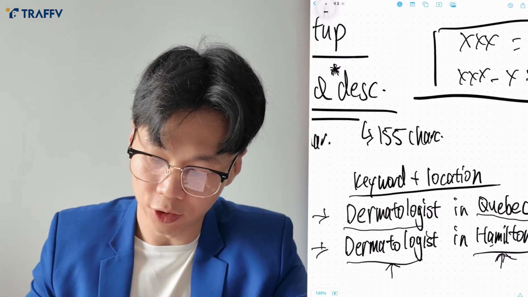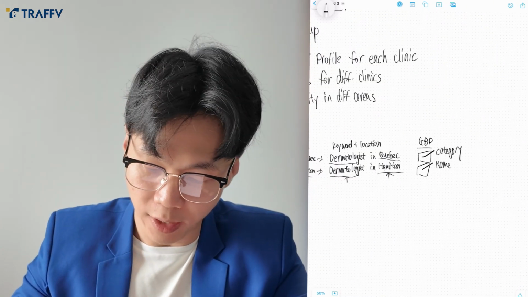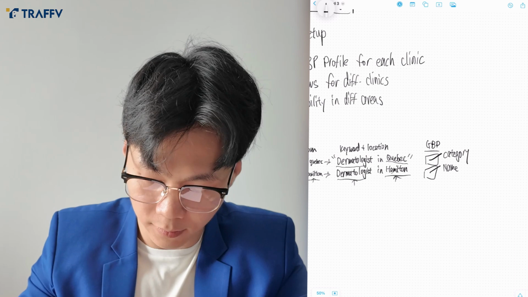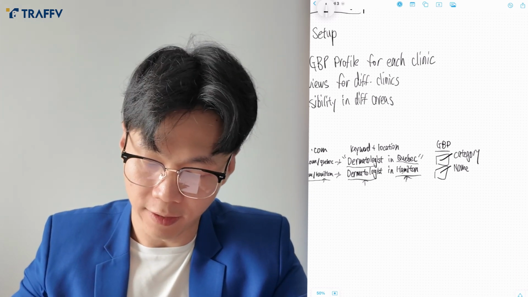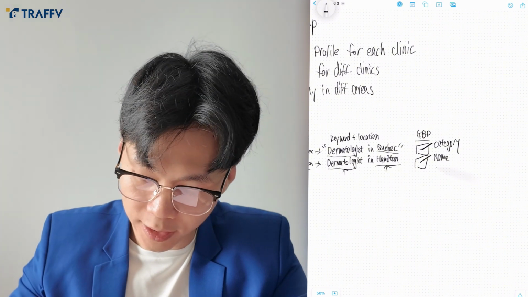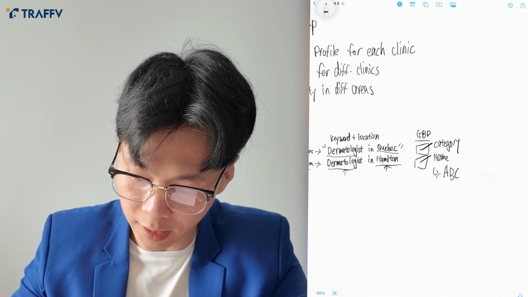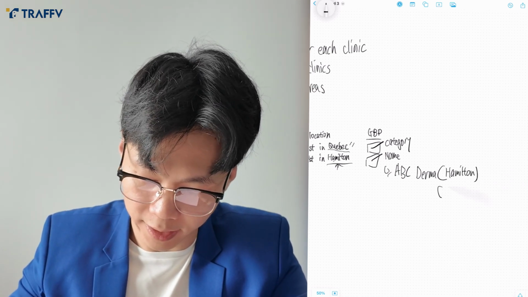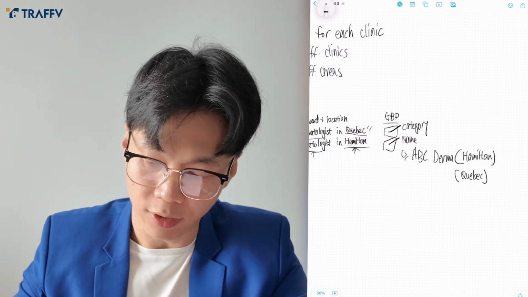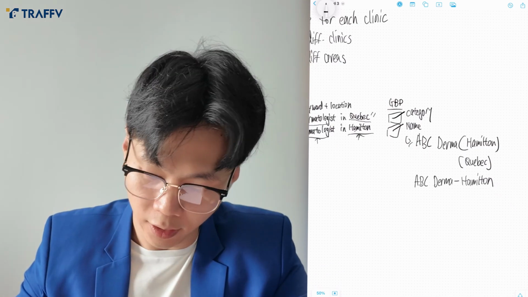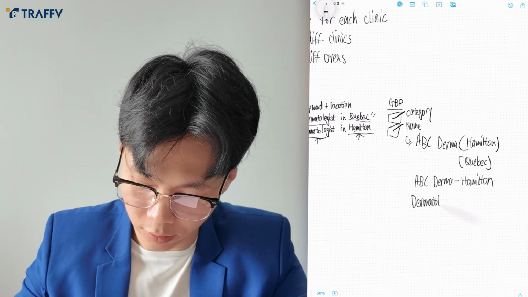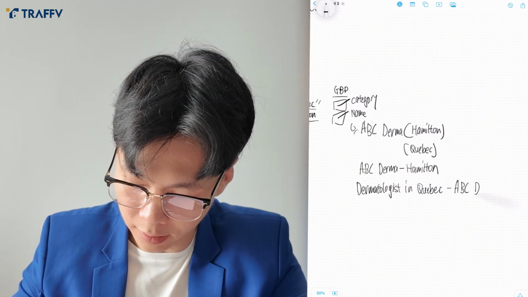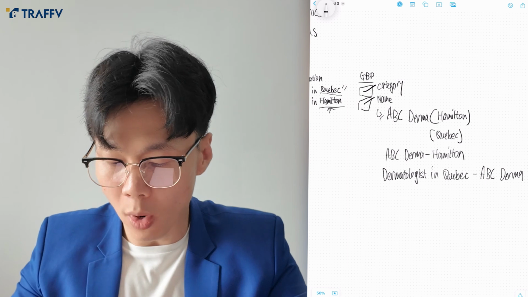So for example, if you're a dermatologist in Quebec, there are different ways that you can set this up. You can have this as the GBP, or you can have, let's say, for example, ABC Derma, or you can set it up in such a way like ABC Derma and then bracket Hamilton, right? Or bracket Quebec, right? You can have brackets, you can have dashes, okay? Or you can have dermatologist in Quebec and then ABC Derma. So you can see there's different ways that you can structure this.